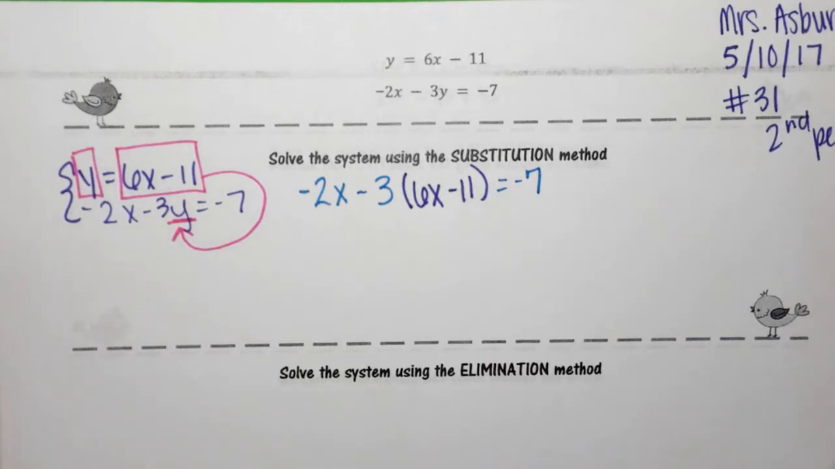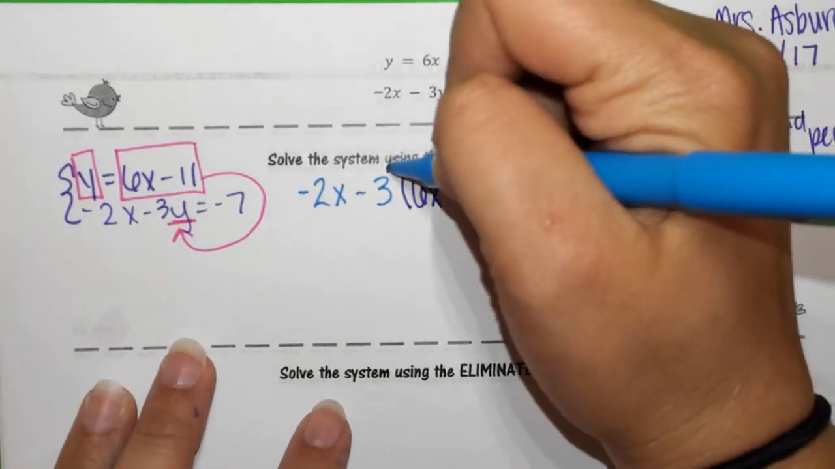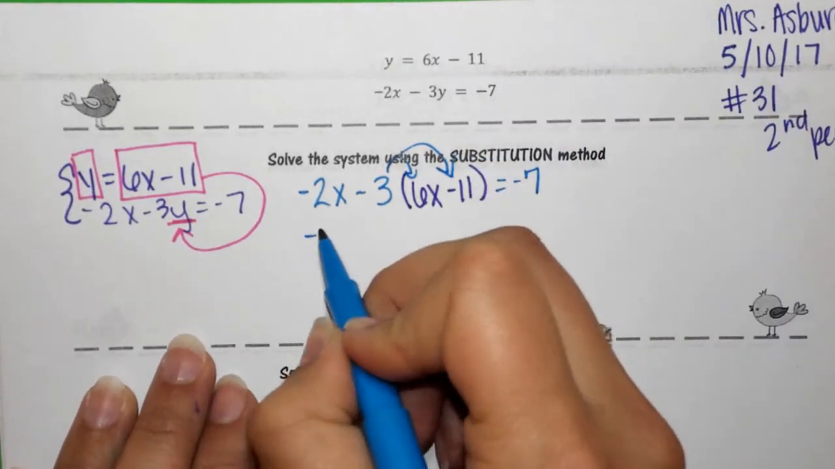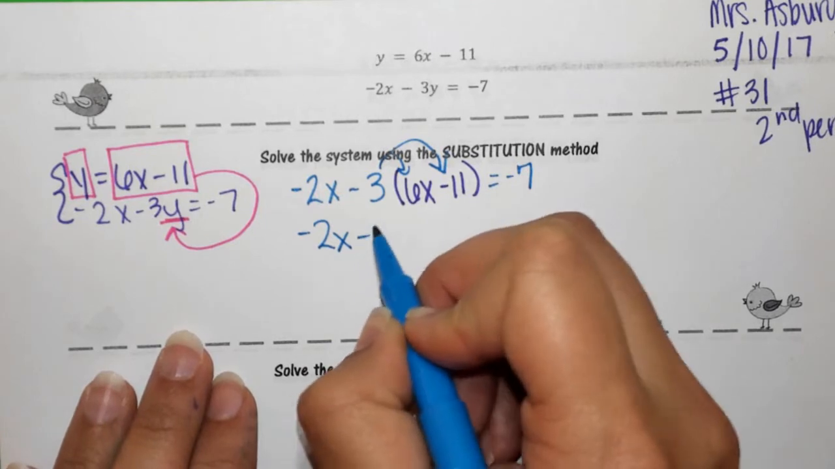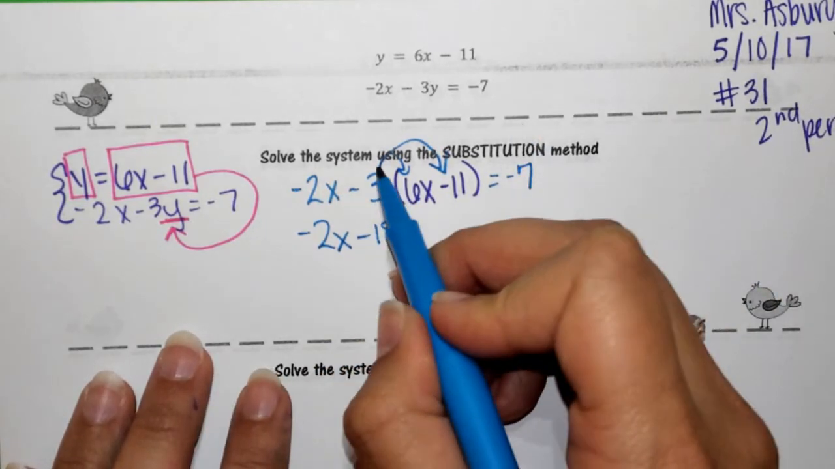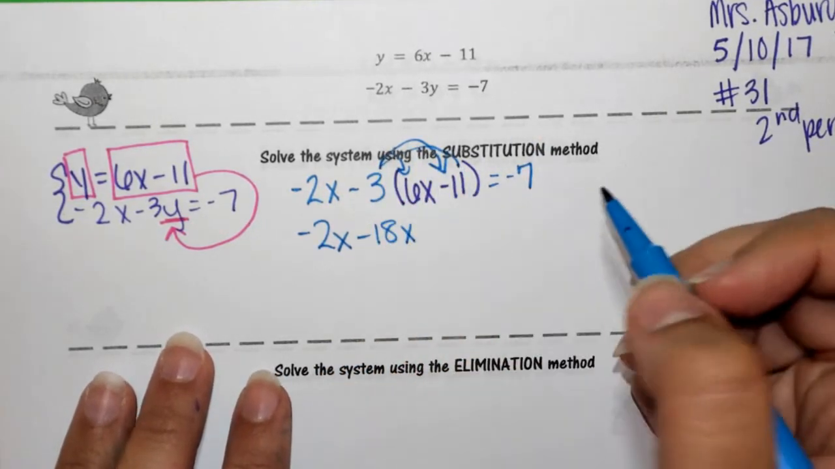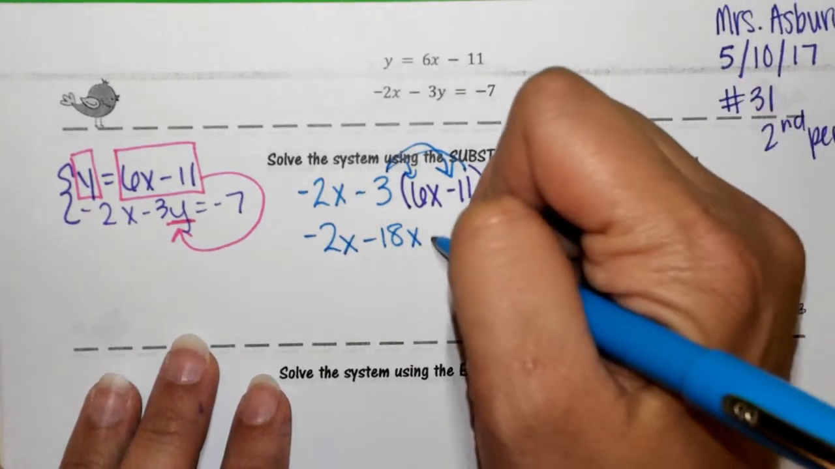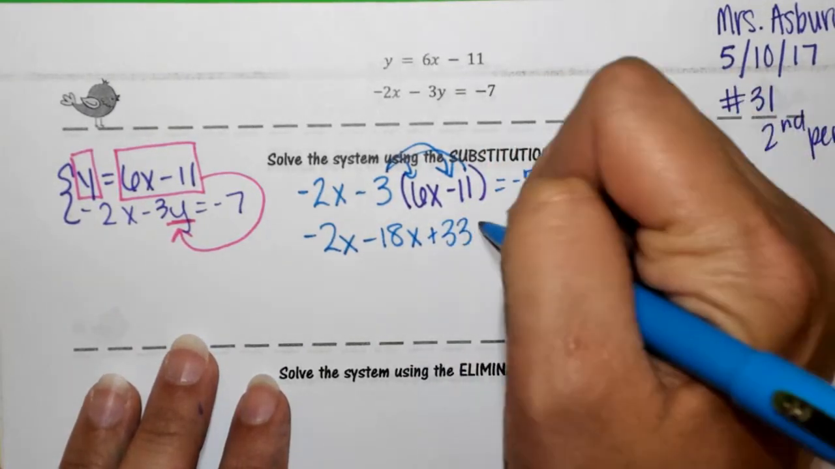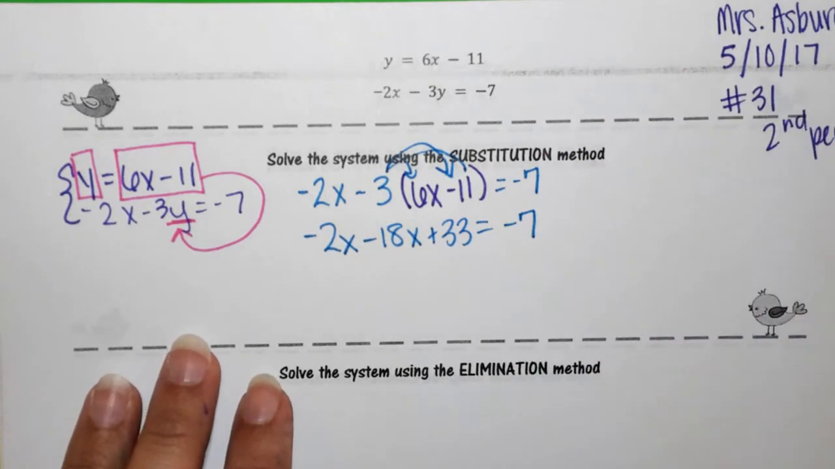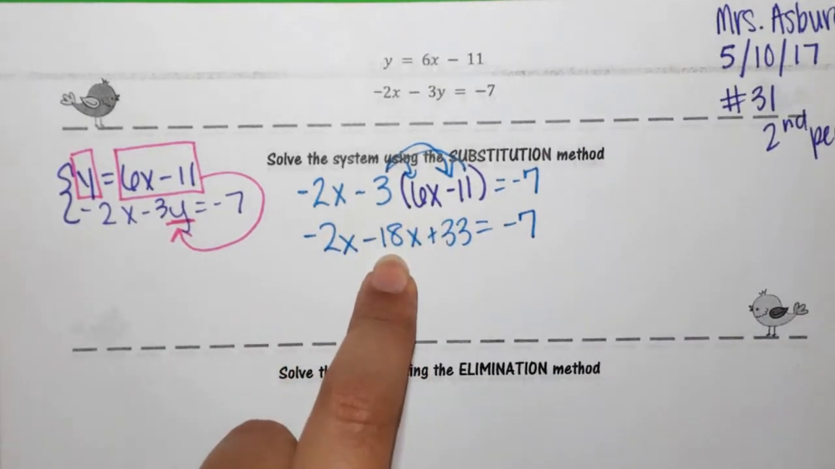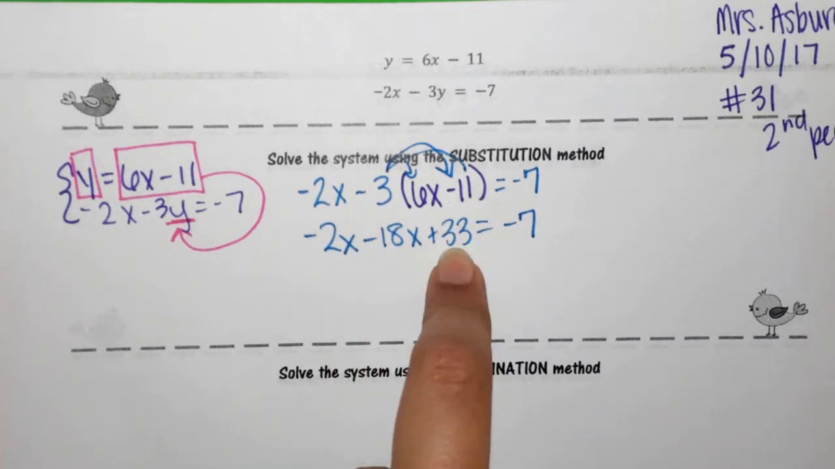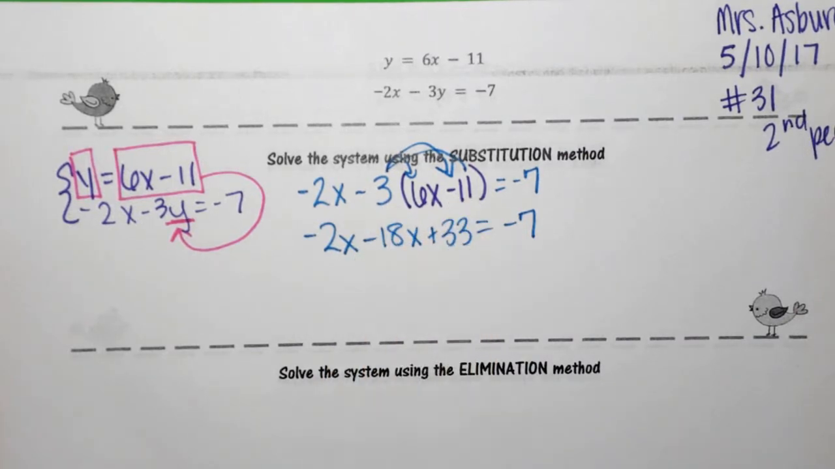You distribute. All right, so we have negative 2x. What's negative 3 times 6x? Negative 18. Positive or negative? Negative. Now, negative 3 times 6x gave us negative 18x, and negative 3 times negative 11 gave us positive 33. Does everybody see where those numbers came from?